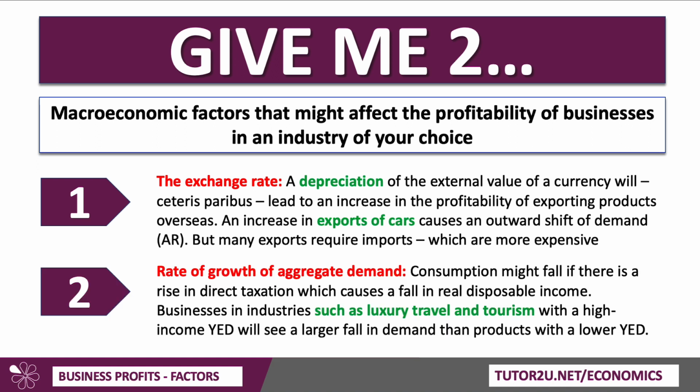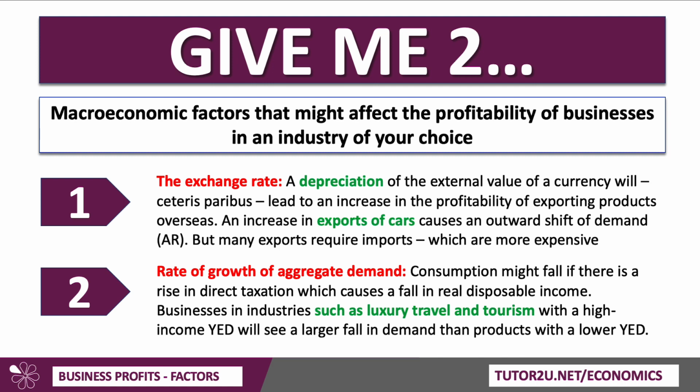And another key macro factor must be the growth of demand, where you are in the economic cycle. So let's take a fall in consumption in this case. The government's been increasing taxes. They've frozen income tax allowances. They've increased corporation tax. A lot more people are paying income tax. Tax burden overall has gone up as a share of GDP.